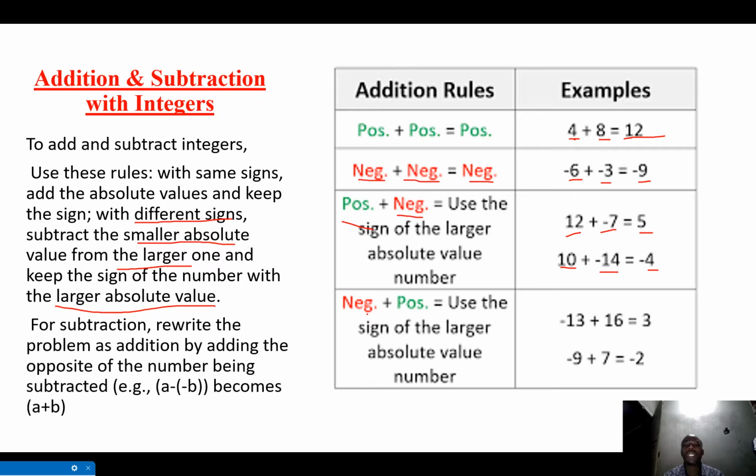Then when you get a negative plus a positive, it is the same thing, only reversed. Still, the bigger number takes the sign. Here, negative 13 plus positive 16. The larger number is 16, so we shall get a positive. Negative 9 plus positive 7, you get negative 2 because the bigger number is negative. So once you are adding or subtracting, you keep noting the numbers. The sign on the bigger number will determine the result.